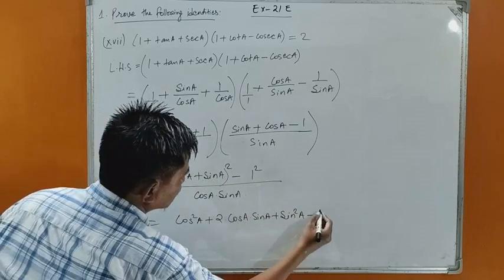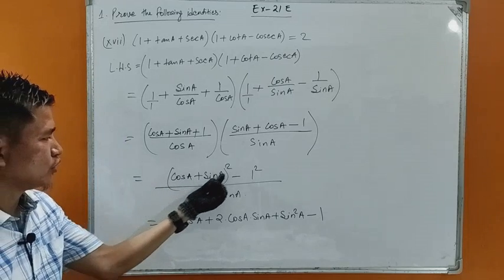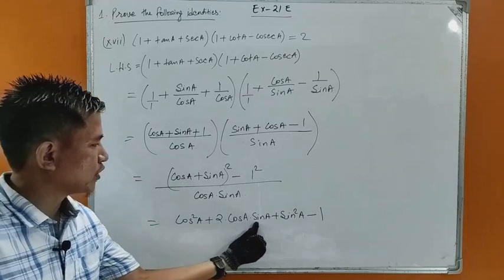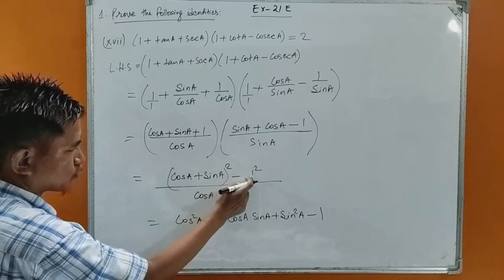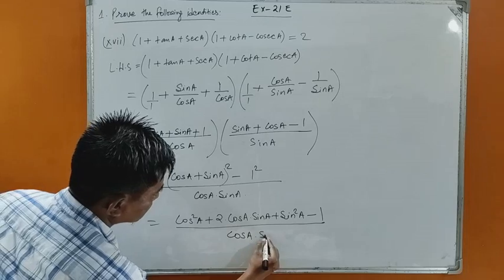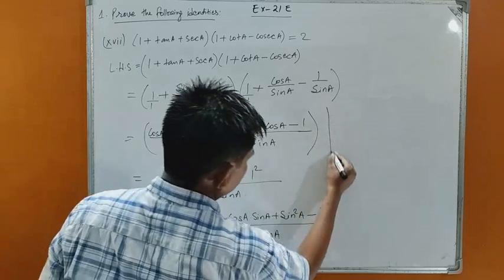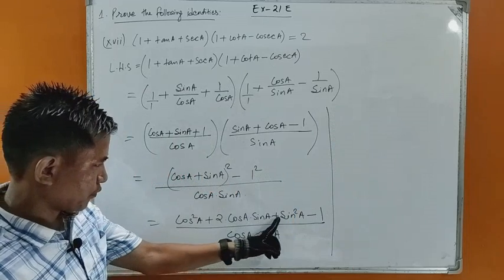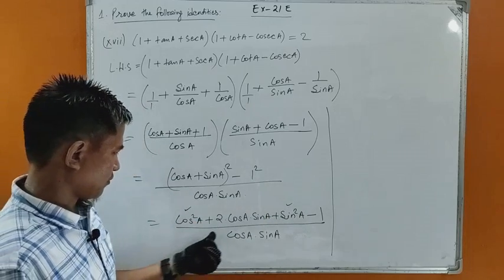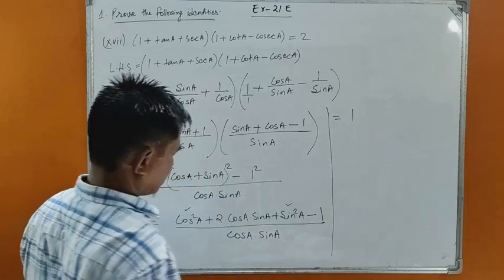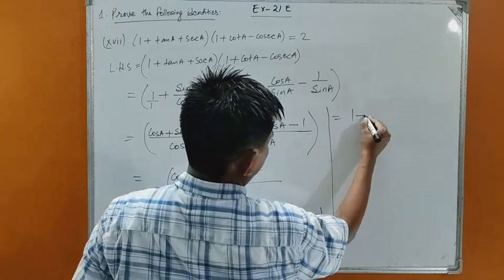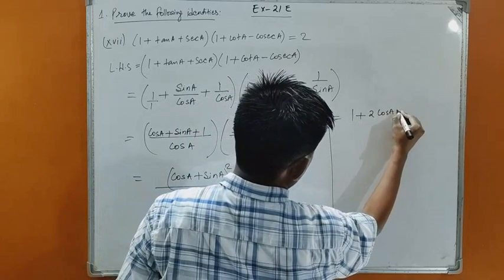Minus 1 square is 1. A plus b whole square, cos a is a, sin a is b, okay. A plus b whole square means a square plus 2ab plus b square, minus 1. In the denominator we have cos a into sin a. So let me continue here. Cos square a plus sin square a, okay, cos square a plus sin square a is 1, plus 2 cos a sin a.